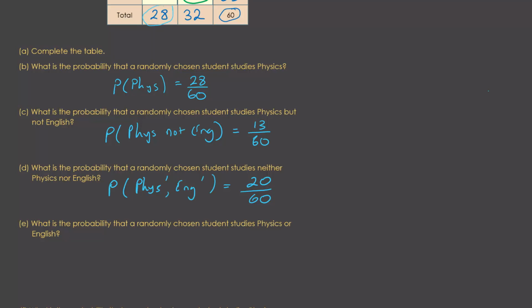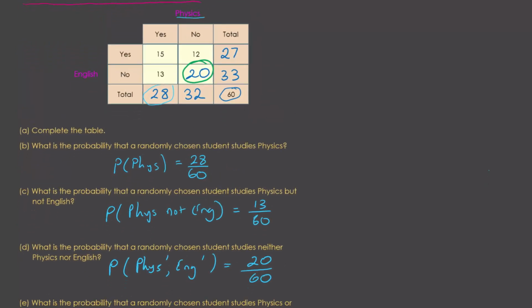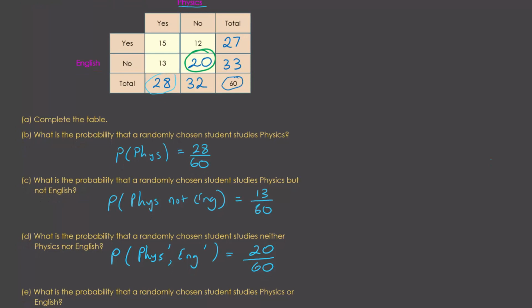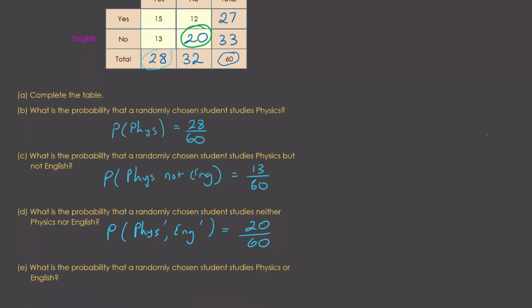What's the probability that a randomly chosen student studies physics or English? And that's usually an inclusive or, which means that they could study both. So that's going to be the complement of the one that we just answered. It's going to be all of the students except these 20. So the probability of physics or English, that is going to be 40 out of 60.